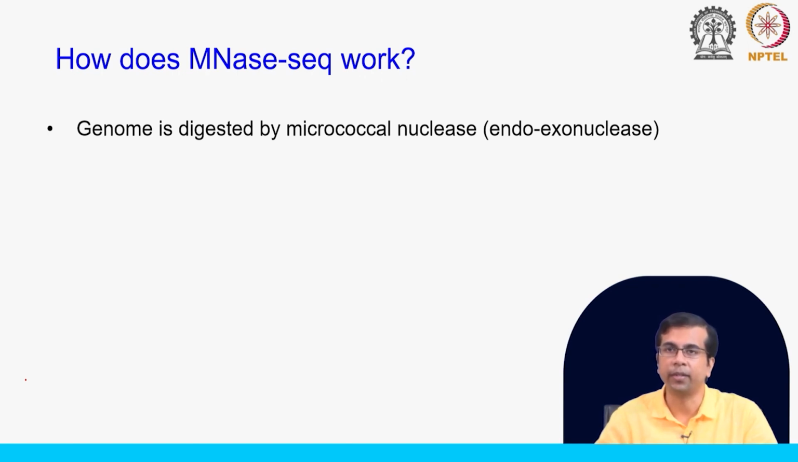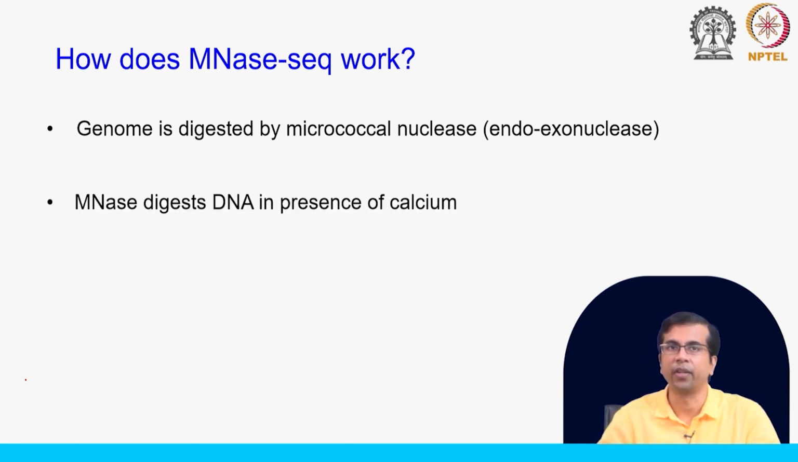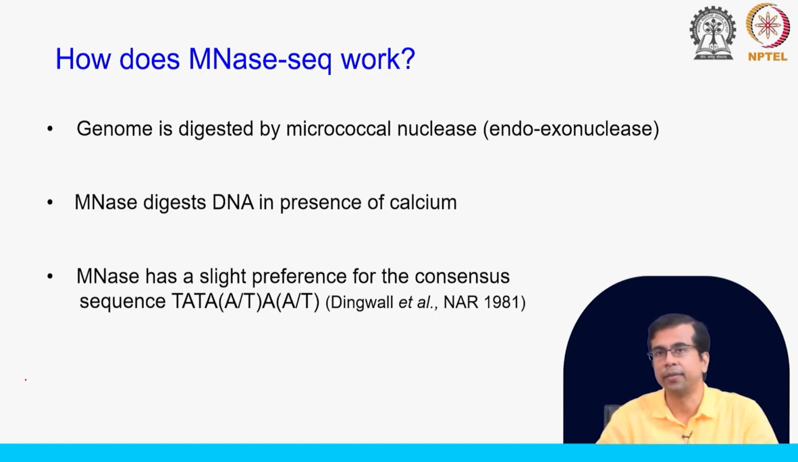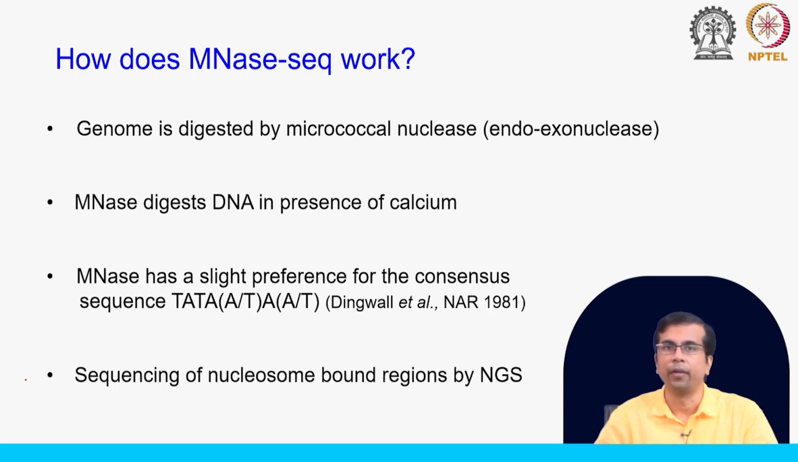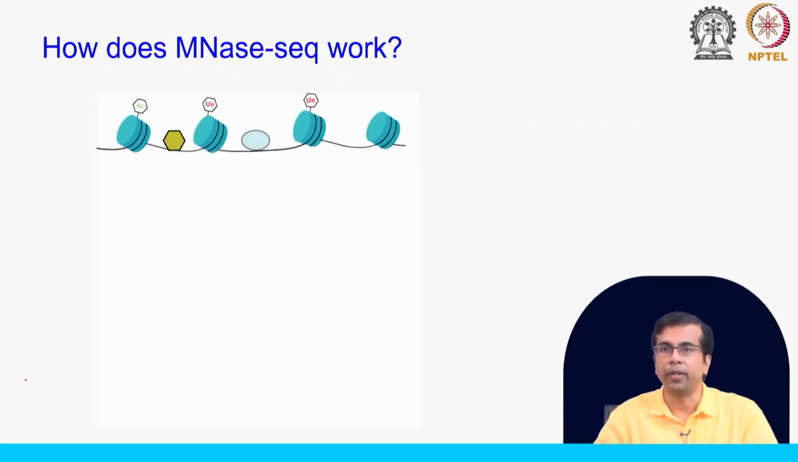So, as you see, this makes a difference in the process. Okay. So, MNase digests DNA in the presence of calcium, and it has a slight preference for its consensus sequence, which is given here. It is an AT rich sequence which it prefers. And what we do is we actually, at the end, get the nucleosome bound regions, and we identify those by NGS. So, here is the schematic or the animation for the whole thing.